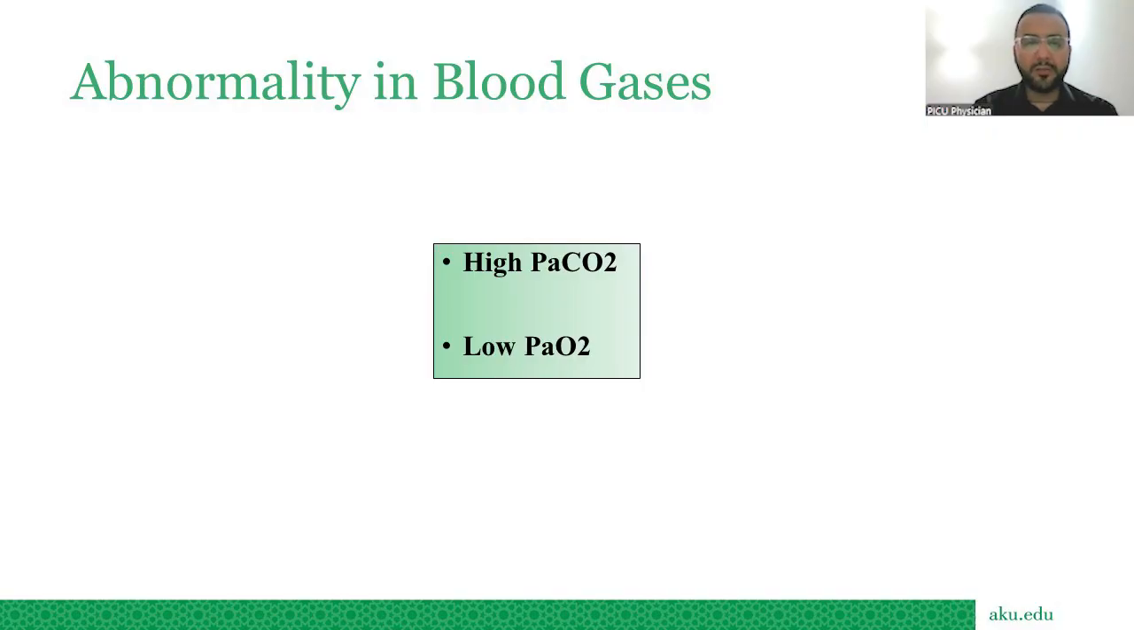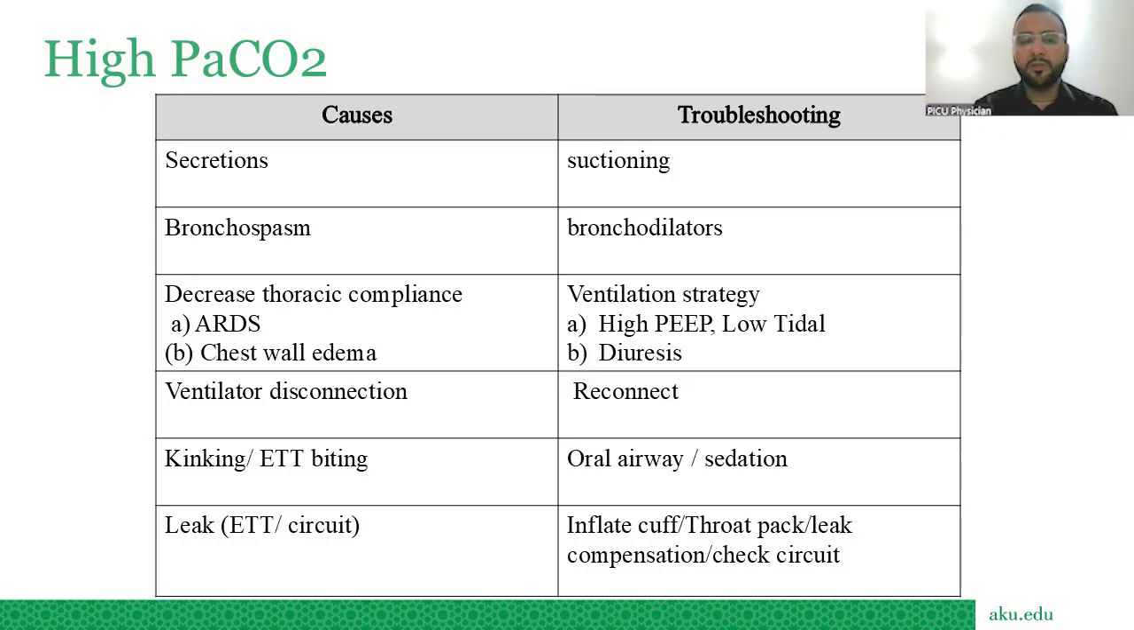So two abnormalities now in the blood gas. We discussed high pressure alarm problems, we discussed low pressure alarm problems, and now we're discussing abnormalities in the blood gas. Two common ones are high PaCO2 and low PaO2. So high PaCO2, high carbon dioxide content in the blood gas. Causes can be secretions, you have to do suctioning. Causes can be bronchospasm, you have to bronchodilate. Cause can be decreased thoracic compliance or worsening lung condition, so you have to modify the ventilation strategy accordingly.